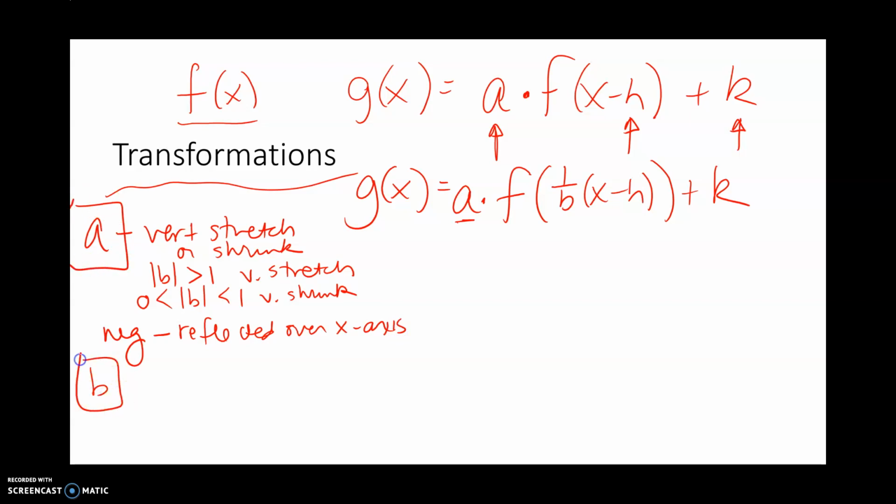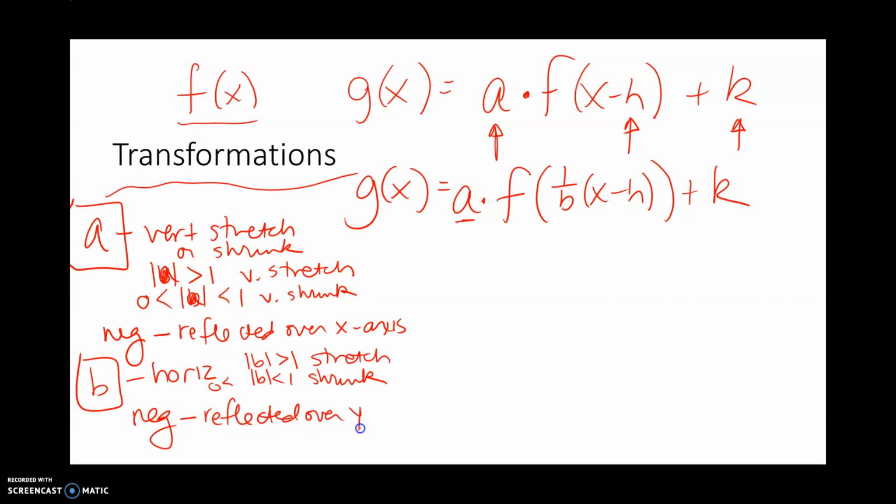b had to do with horizontal stretch or shrink. Well, that should be an a there, shouldn't it? I'm sorry. So b was horizontal stretch or shrink. If b was greater than 1, it was a horizontal stretch. If b was between 0 and 1, it was a horizontal shrink. And then the sign of b. If b was negative, the parent graph was reflected over the y-axis, right?